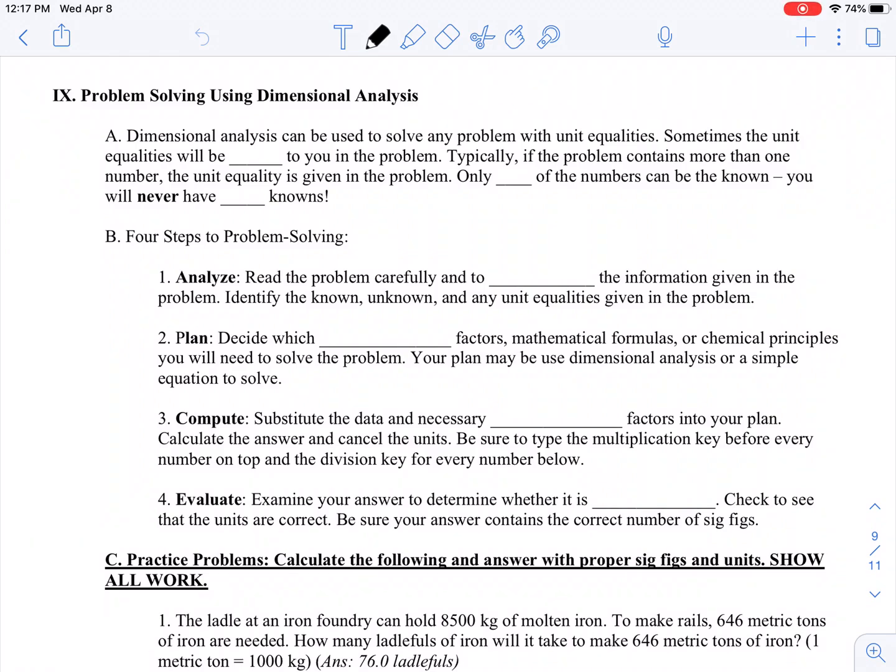Hey everybody, we've got the basics of dimensional analysis. Now let's take it up a notch. Let's solve some new problems, maybe some that aren't even notably chemistry related.